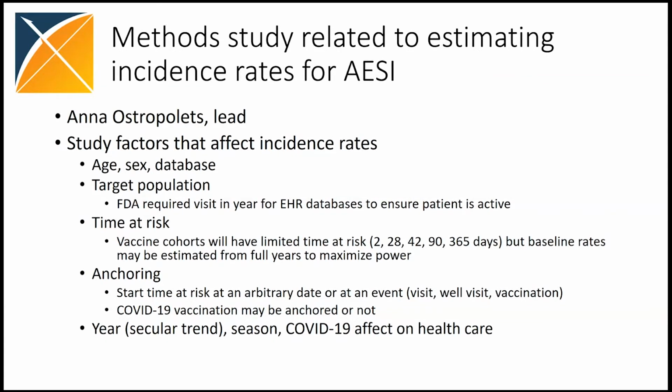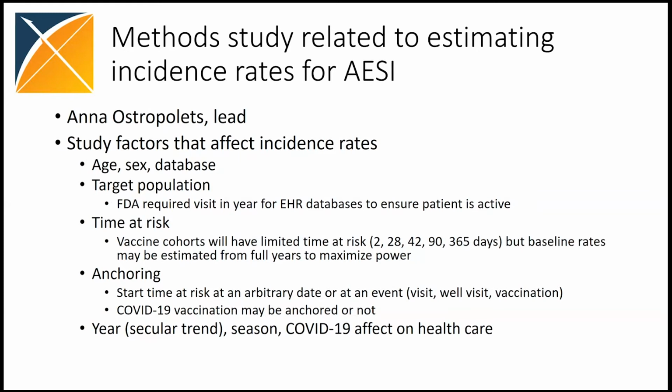And it varies by outcome. Some of them 28 days, 42 days, 90 days, and 365 days. But when we estimate the baseline rates, we don't want to limit it to 2 days per person. We won't get any anaphylaxis. So there we want to look at the whole year, the whole set of years. So our time at risk is differing in the group we're measuring, that is the vaccinated group versus the baseline group, and what is the effect of that?